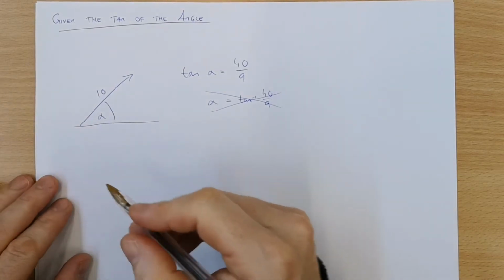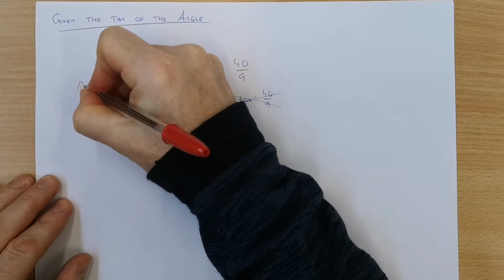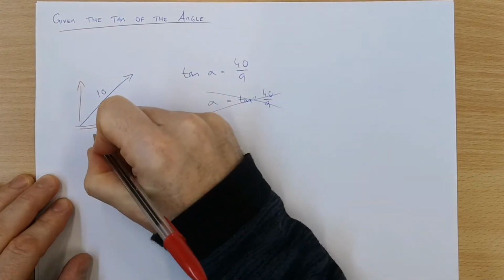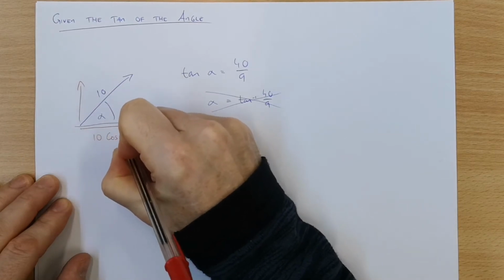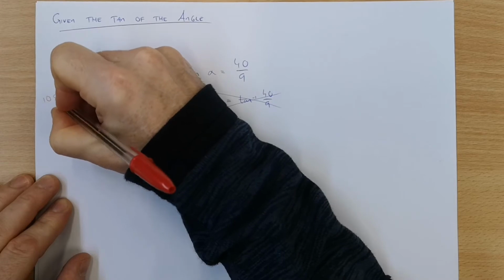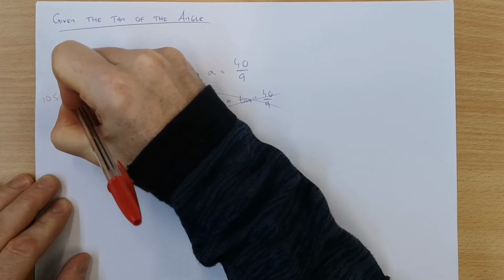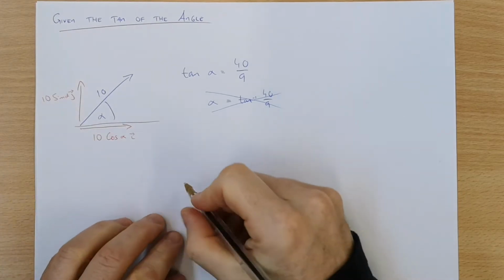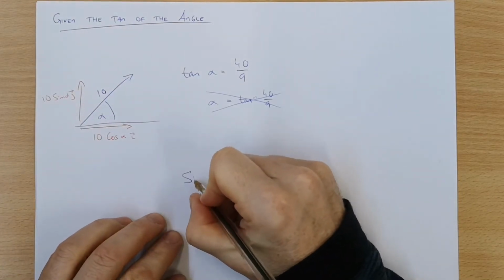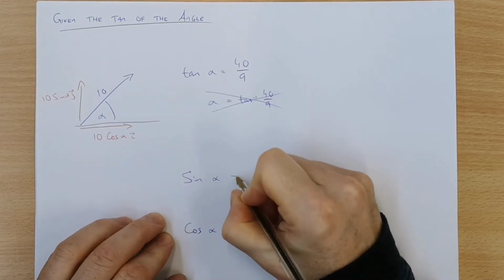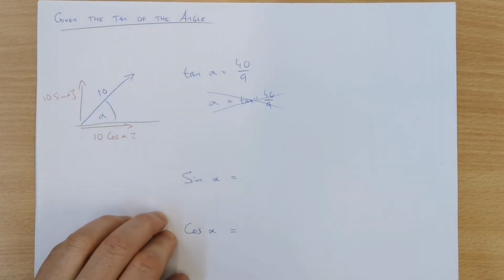Often in a question like this, you're going to have to break this down into two different components of it. And this will be 10 cos alpha in the i direction, and 10 sine alpha in the j direction. So you don't really want alpha. What you really want instead is sine alpha and cos alpha. This is what we're actually looking for.